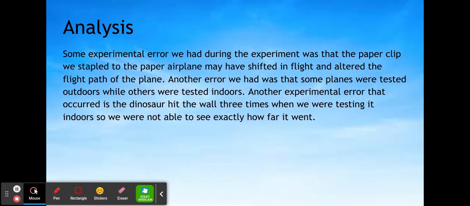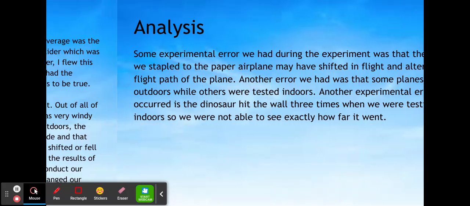Some experimental error we had during the experiment was that the paperclip that was stapled to the paper airplane may have shifted in flight and altered the flight path of the plane. Another error we had was that some planes were tested outdoors, while others were tested indoors. Another experimental error that occurred is the dinosaur hit the wall 3 times when we were testing it indoors, so we were not able to see exactly how far it went.